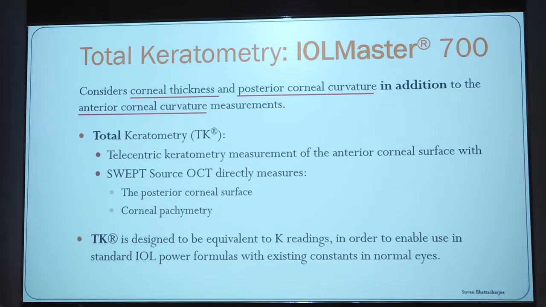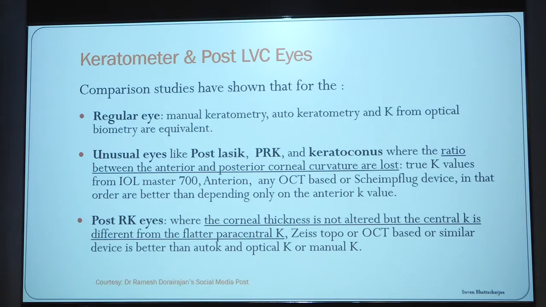So the IOLMaster 700 has brought in something called total keratometry. Basically, this is telecentric keratometry for measurement of the anterior corneal surface, and swept source OCT directly measures the posterior corneal surface and the corneal pachymetry. So it's basically swept source OCT doing all that, and you get multiple points. So it gives you an equivalent K, which enables you to calculate the standard IOL powers much better.